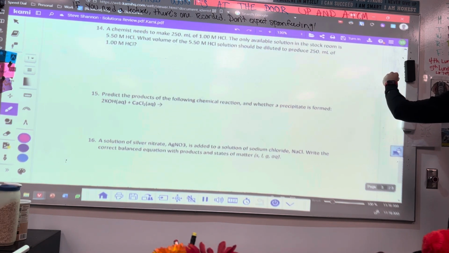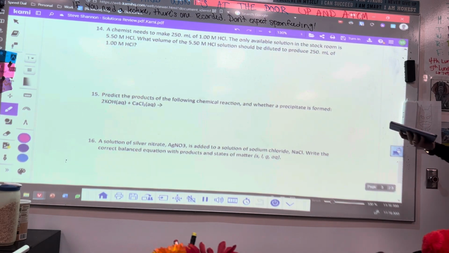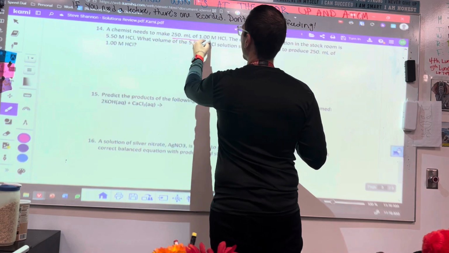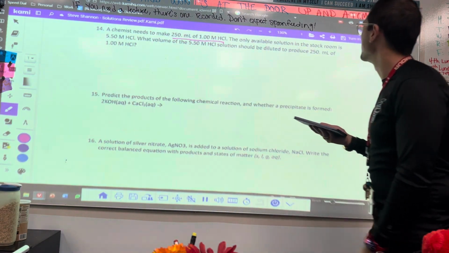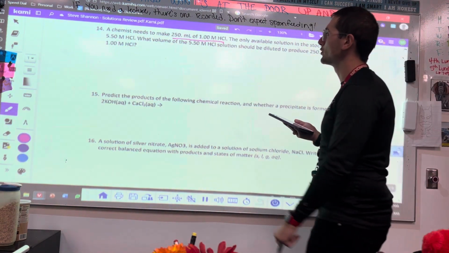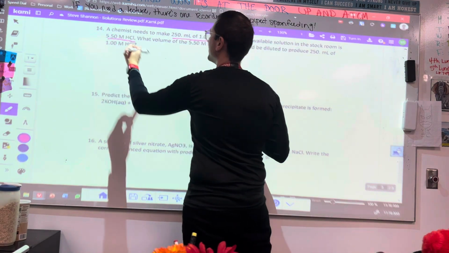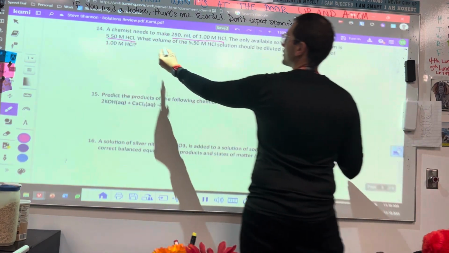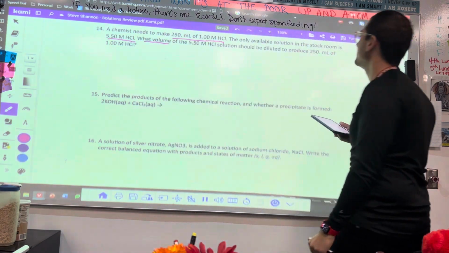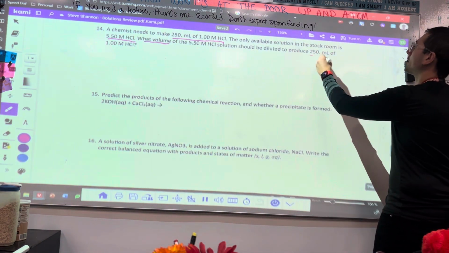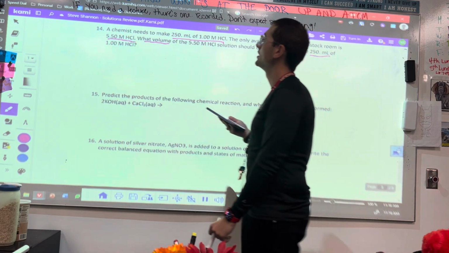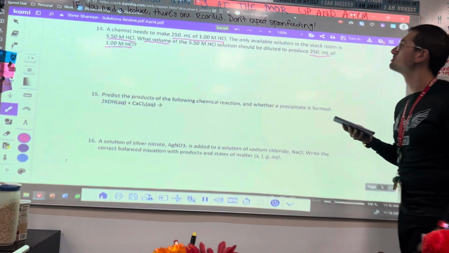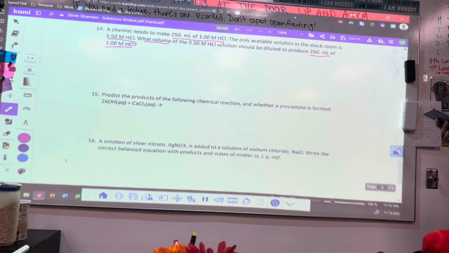Number 14. A chemist needs to make 250 milliliters of 1 molar HCl. The only available solution in the stockroom is 5.5 molar HCl. What volume of the 5.5 molar HCl, so we're looking for what volume, should be diluted to produce 250 mL of 1 molar HCl?